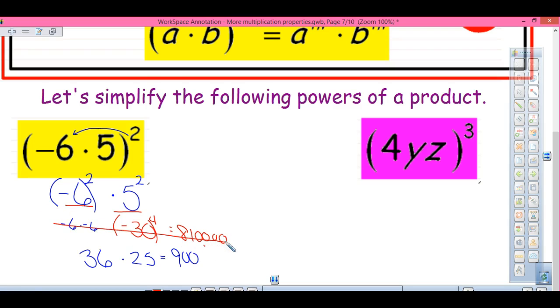All right, this guy. So, how many things am I going to have to hook that 3 onto? 3 things. There's 3 things inside my parentheses. It's got to be hooked onto 3 things. So I've got to go 4 to the 3rd power, y to the 3rd power, z to the 3rd power. I have to figure out what this is. So that's part of simplifying. So what do I get there?